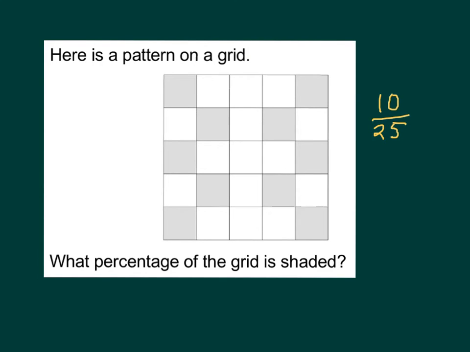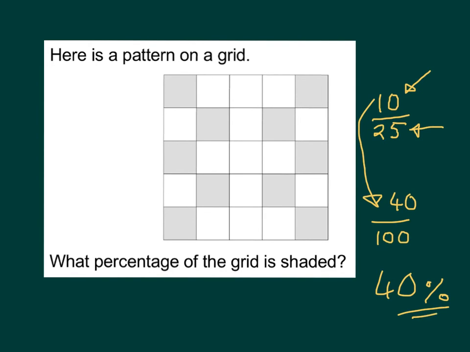Well, the first thing to do is to write it as a fraction. In total, the whole is 25. There are 25 squares, and 10 of those are shaded. Now, of course, as a percentage, I need it out of 100. How many lots are 25 and 100? Well, 4. So I'll need to do 25 times 4 to get 100. So equally, I'll have to times this 10 by 4, 4 lots of that, to get 40 out of 100, which of course means my answer is 40%.